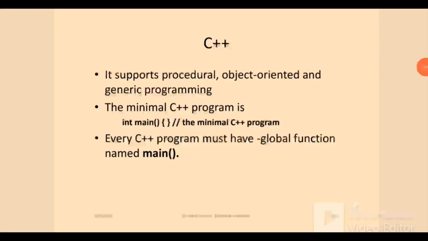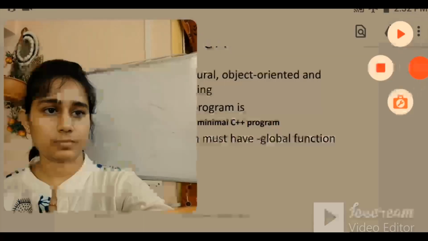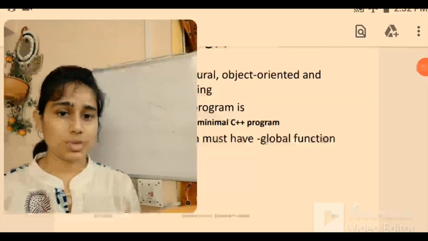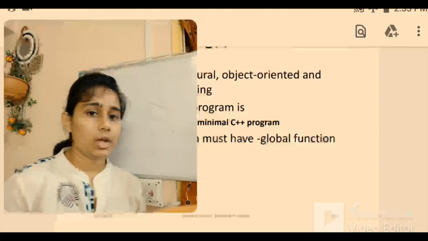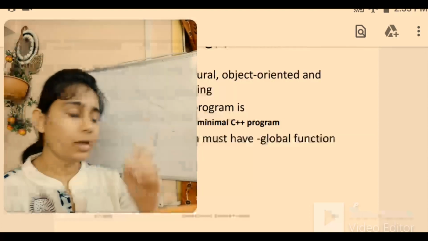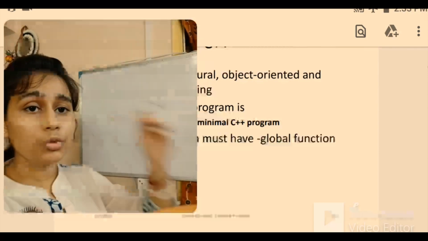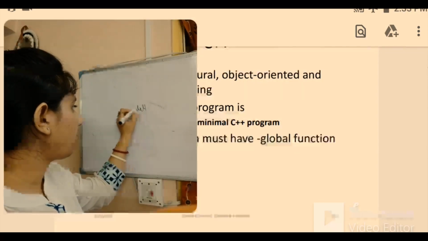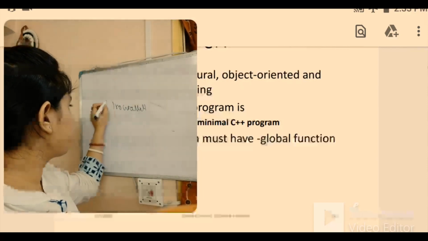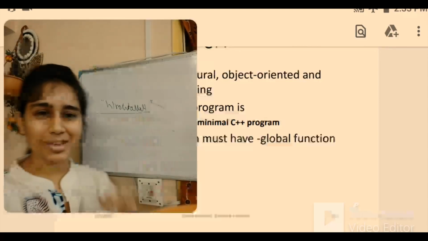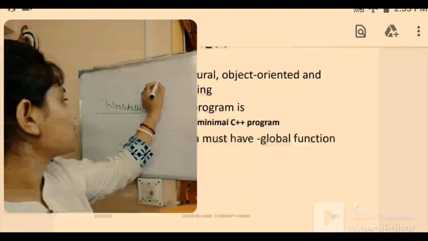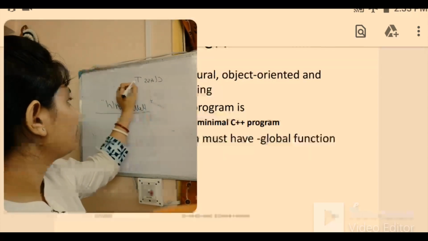C++ supports procedural as well as object-oriented programming. So first, see one thing. Unlike Java, in case of Java, you know that if you want to write even a simple hello world type program, printing hello world, which is generally the first program we write, still you have to write it within a class.